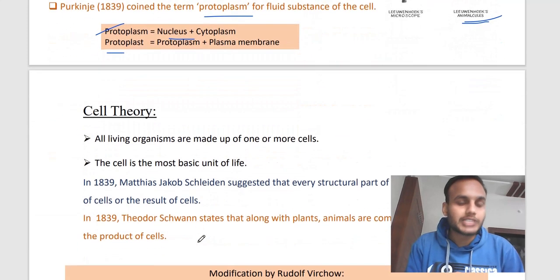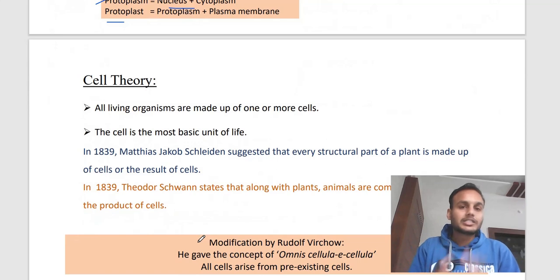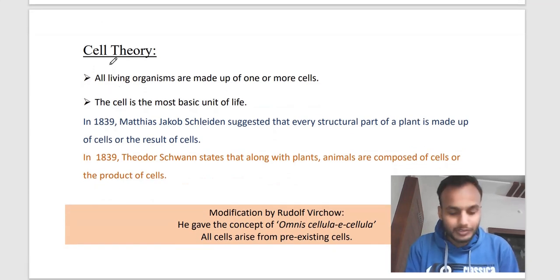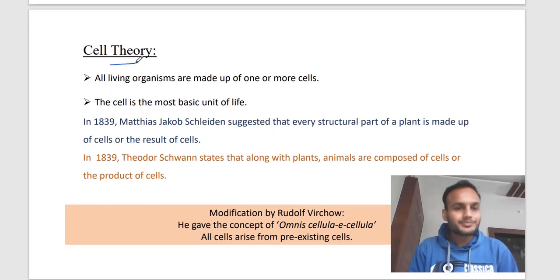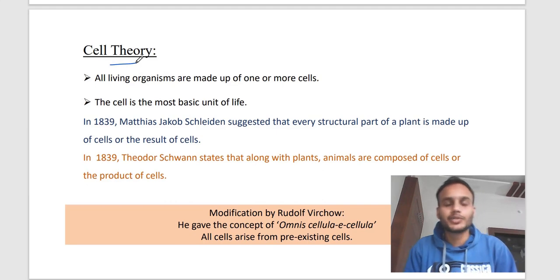Next comes the cell theory. So we have gone through the discovery of the cell, right? How we came to know about the cell. Now comes the cell theory. Who gave this cell theory, and what was said in it?